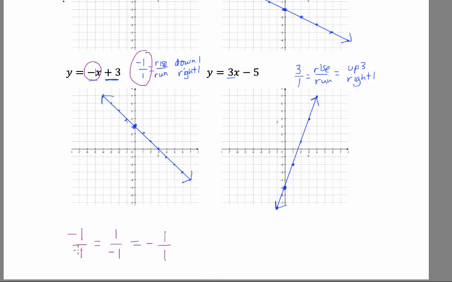And it kind of matches up, right? Down 1, right 1 is the same thing as up 1, left 1. Up 1, left 1. Same line. So this is a legal way to write that negative. You can choose to put it with the top, with the bottom, or with the whole fraction. What you couldn't do would be to have both numbers be negative, because a negative divided by a negative is a positive.